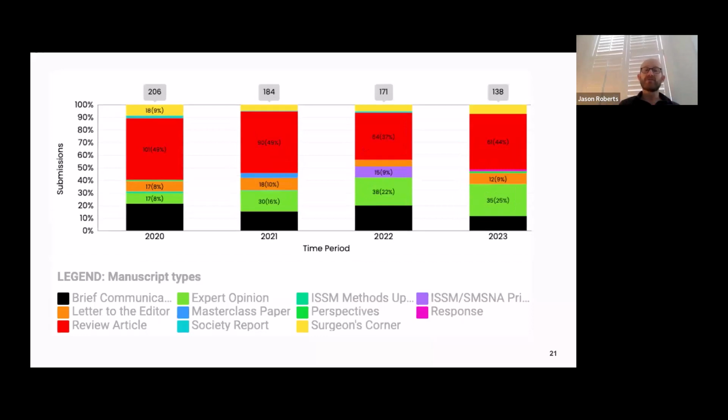You can also do a 100% stacked bar chart as well. I'm a big fan of that to show changes in the proportion of submissions. So I can see the black at the bottom there is brief communications, which is an article type. And I can see that they really dropped off last year, which may explain why the total number of submissions were down as well. But proportionally, they dropped, and I seem to be getting more reviews, which actually is something that the journal wanted in this case.